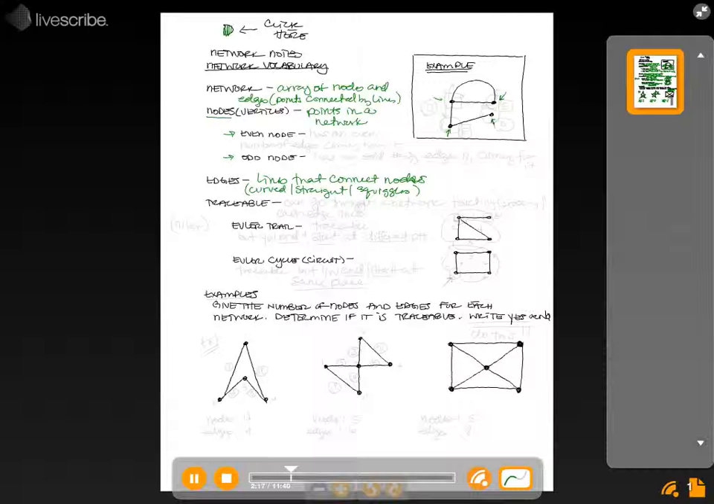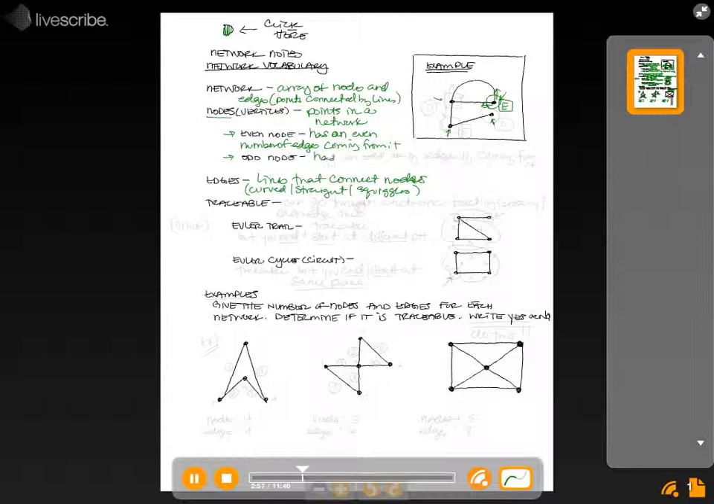Now remember, the nodes are points. And an even node has an even number of edges coming from it. So if we look at our picture up here, this node here has an edge going that direction and an edge going that direction. It has 2 edges coming out of it, which would mean this is an even node. And it's even because 2 is an even number. It has 2 edges coming out. 2 is even. It's an even node.